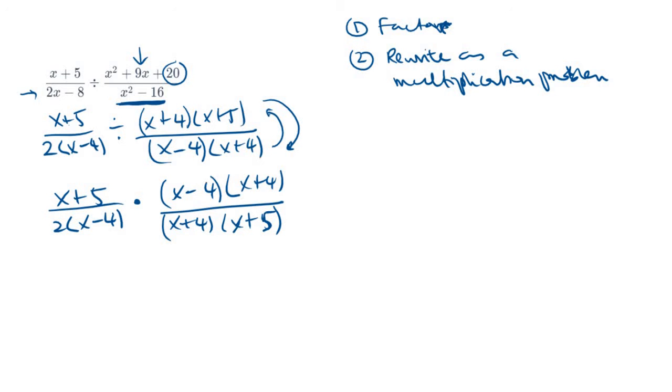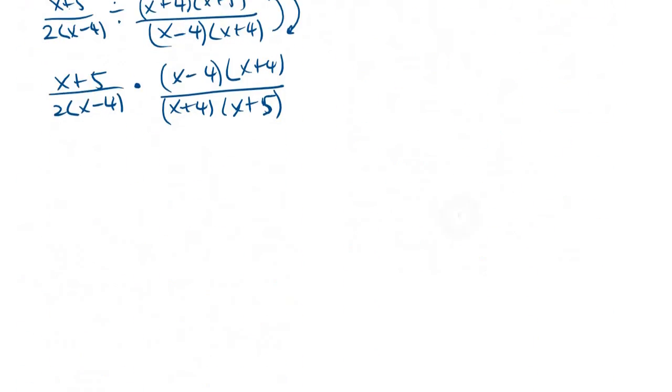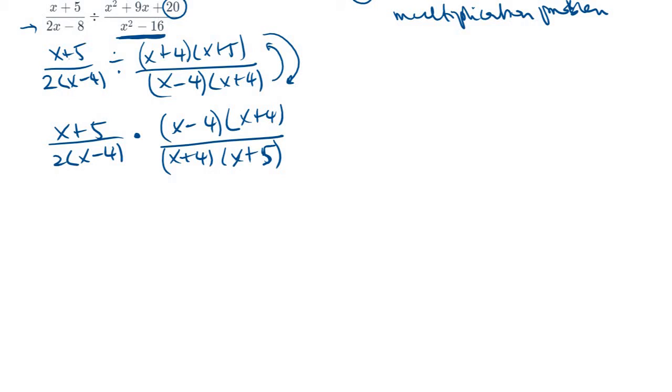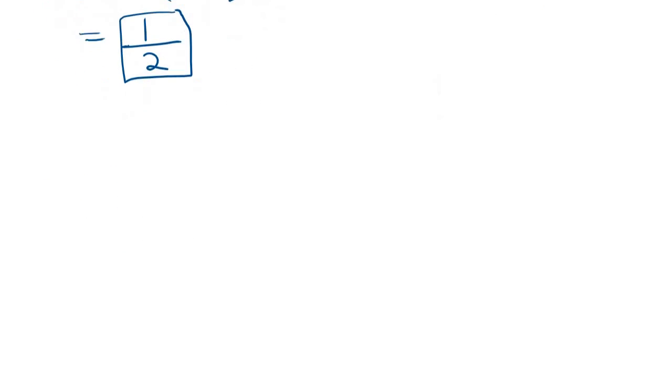All right, so now it looks like problem number 1, where we just divide out common factors. So we're going to divide out all the common factors here. We start with the x minus 4. There's an x minus 4 here and an x minus 4 there. There's an x plus 5 there and an x plus 5 here. And then there is an x plus 4, another x plus 4. So at the numerator, all you have is just 1 times 1 times 1, which is just 1. And the denominator is just 2. So the final answer to this problem is 1 over 2, 1/2.